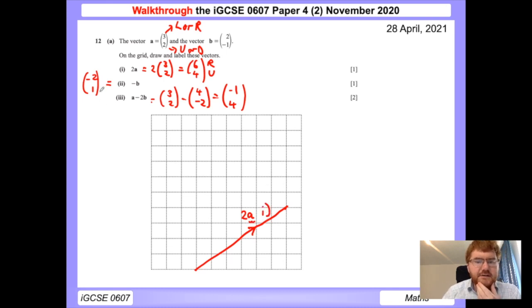The vector here, minus 2, 1, well, this is going to mean 2 to the left and 1 up.